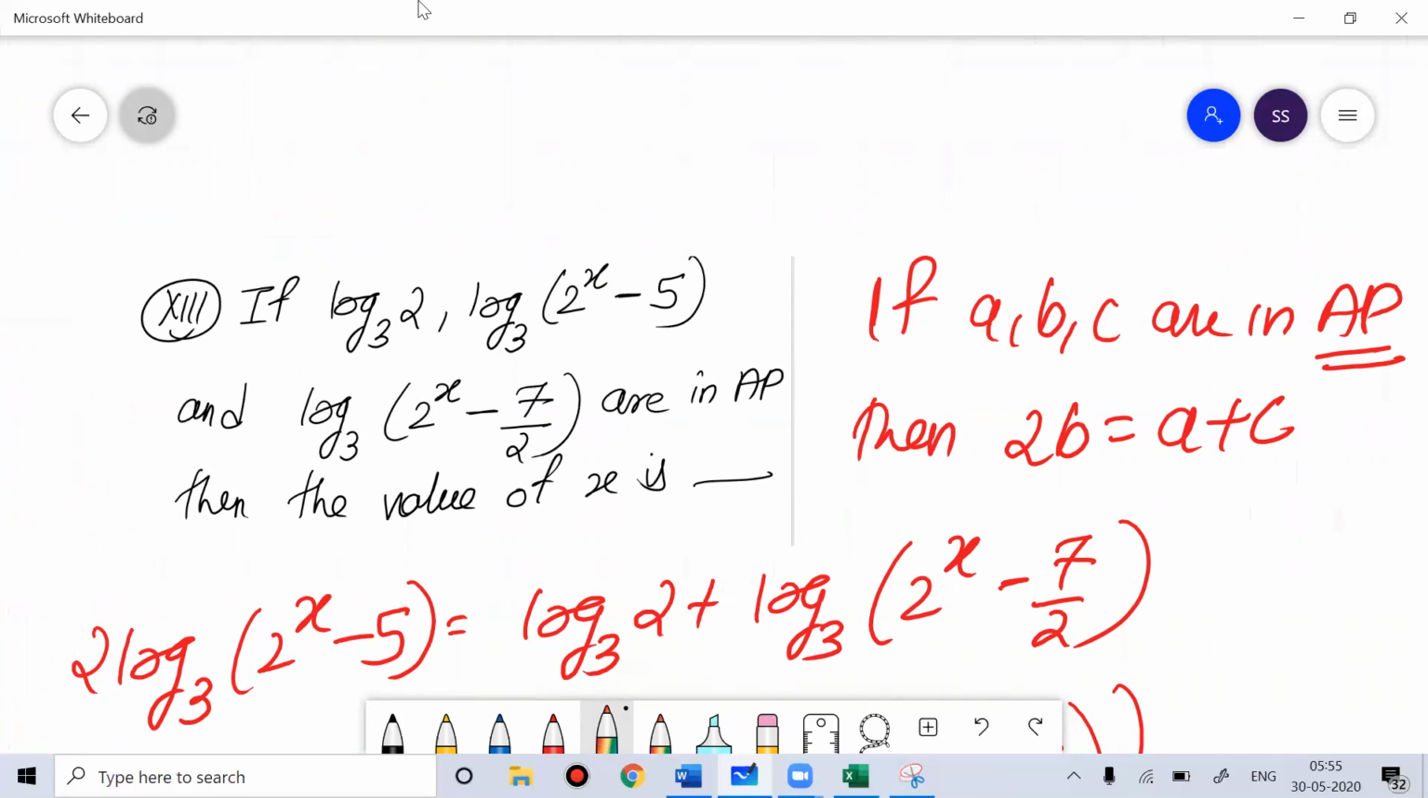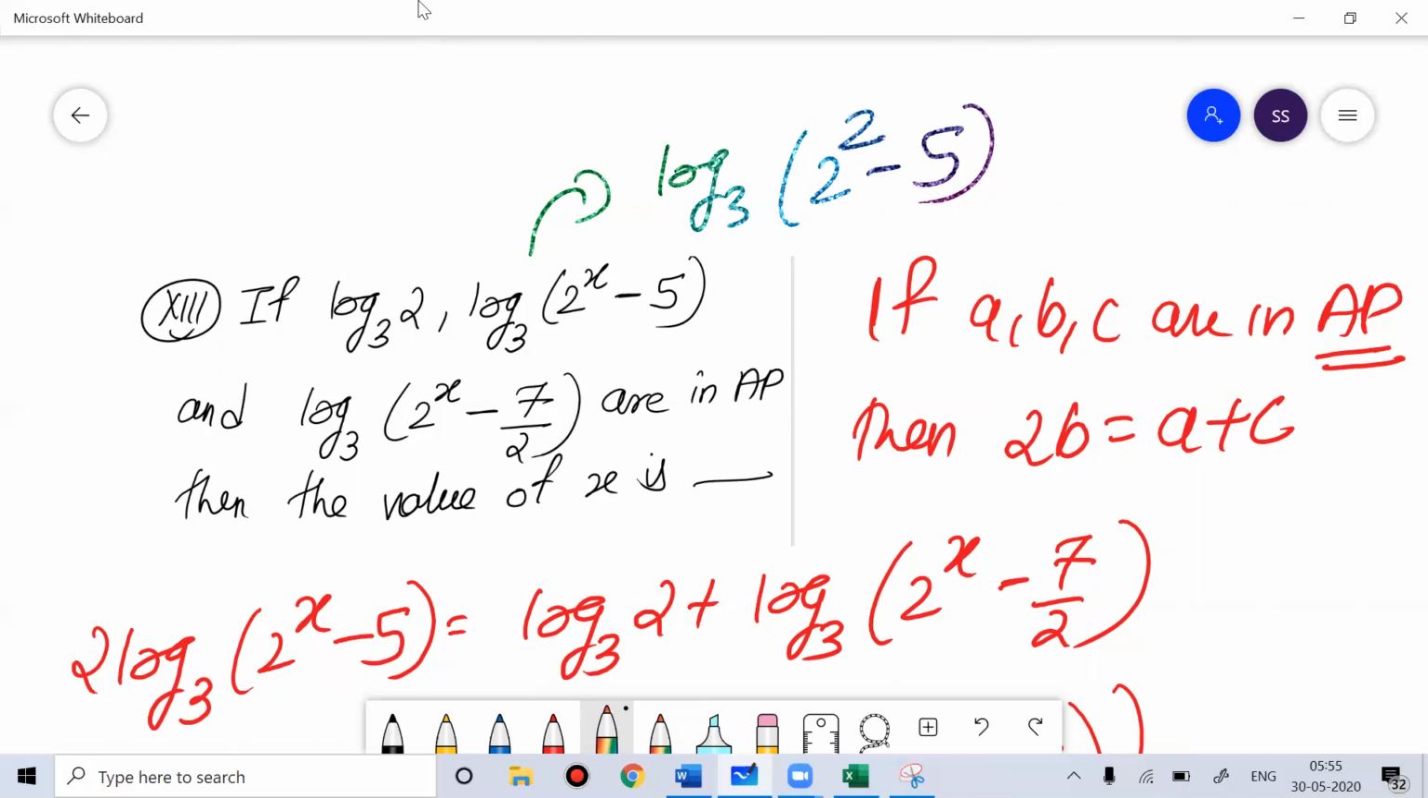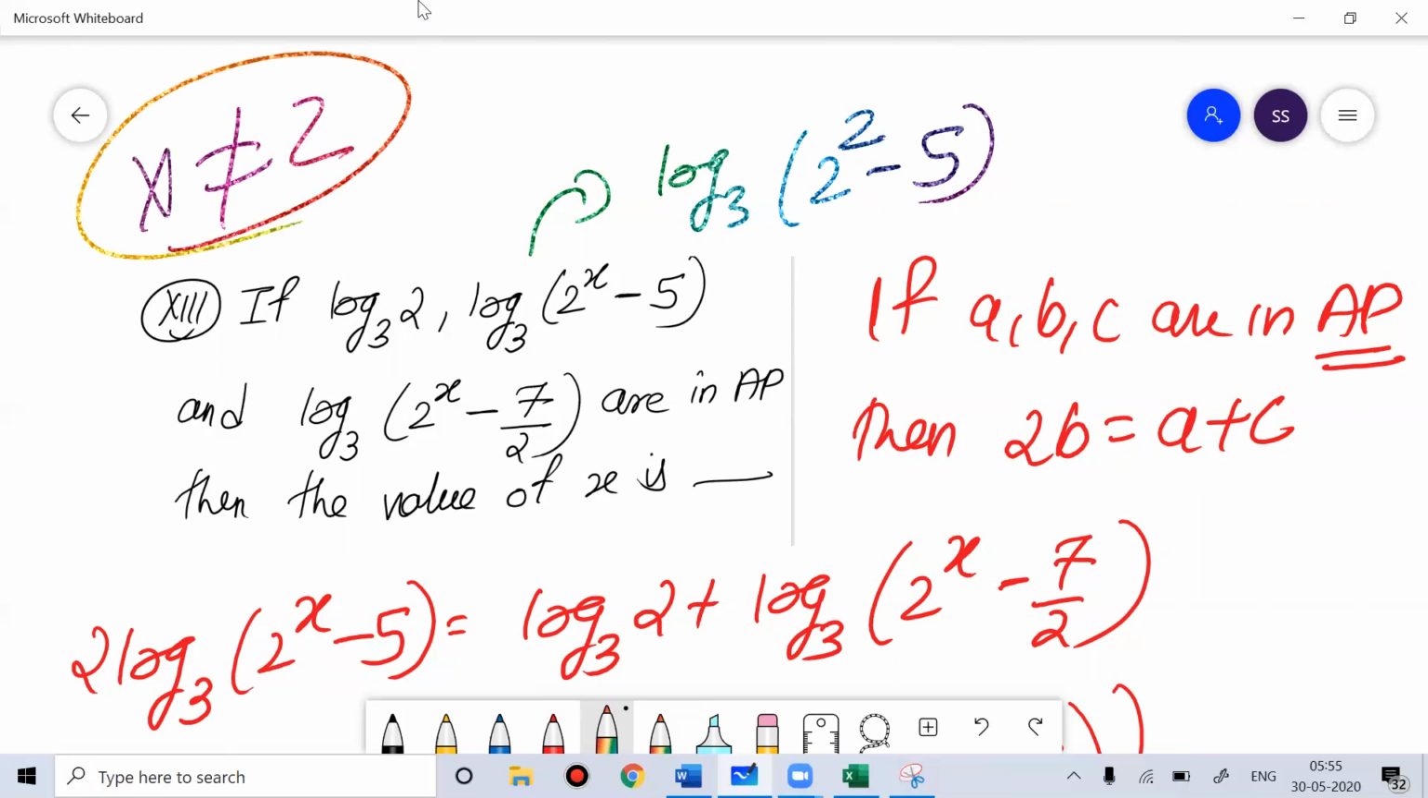If I think about x equal to 2, if I put x equal to 2 here, log of base 3, 2 to the power 2 minus 5, you can see this. The number in a log can never be negative. 2 to the power 2 is 4, and 4 minus 5 is negative. You can never find the log of a negative number. So x cannot be 2; x equal to 3 is possible. So the value of x is 3.